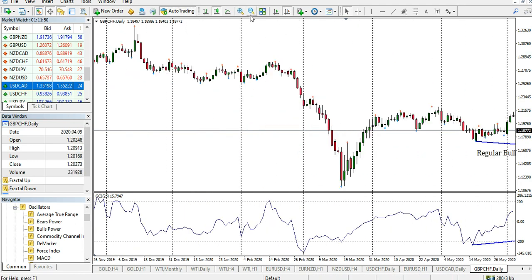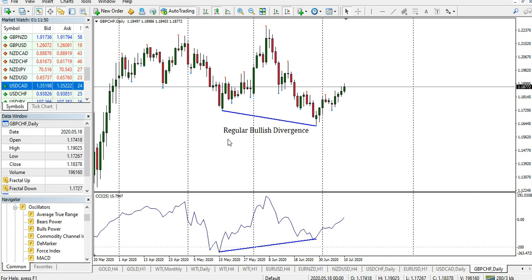But regular bullish divergence is when price makes a move from a low to a lower low, and the indicator goes from a low to a higher low. So you're expecting a reversal. Okay, so this is how it plays out.